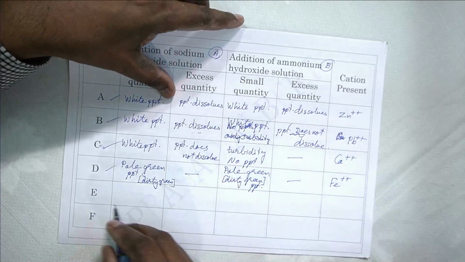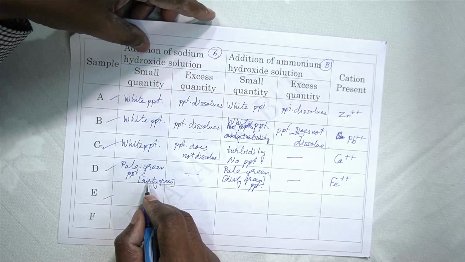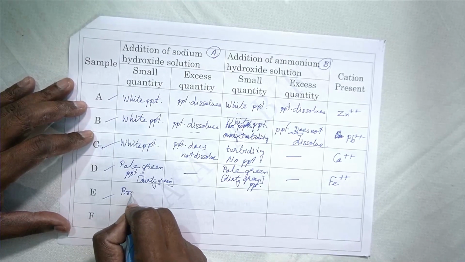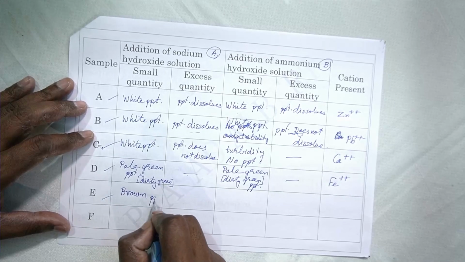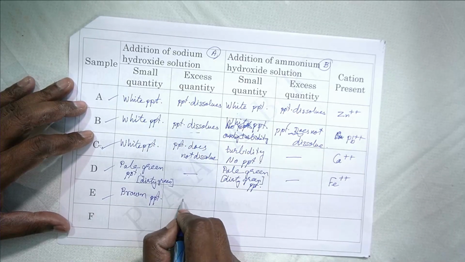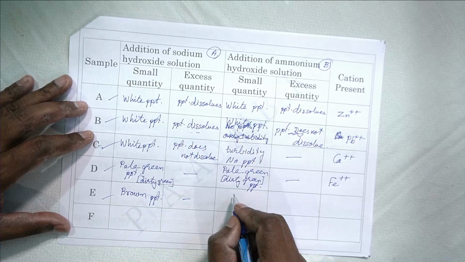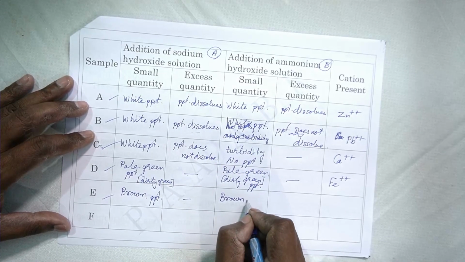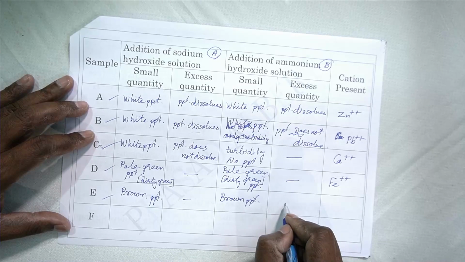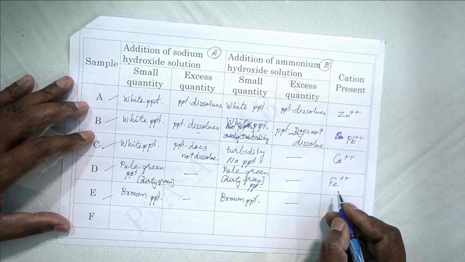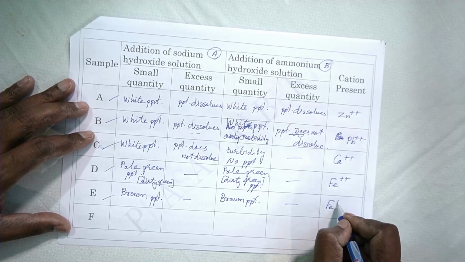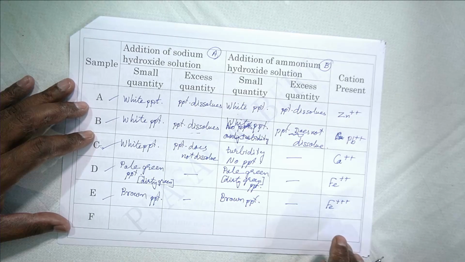Okay. Now sample E. We add sodium hydroxide in small quantities. You get a brown precipitate, and in excess nothing happens, it remains brown. When ammonium hydroxide is added, here also you get a brown precipitate, and nothing happens when excess is added, no change, it remains a brown precipitate. Now we understand it is ferric ions, Fe+++ ions.